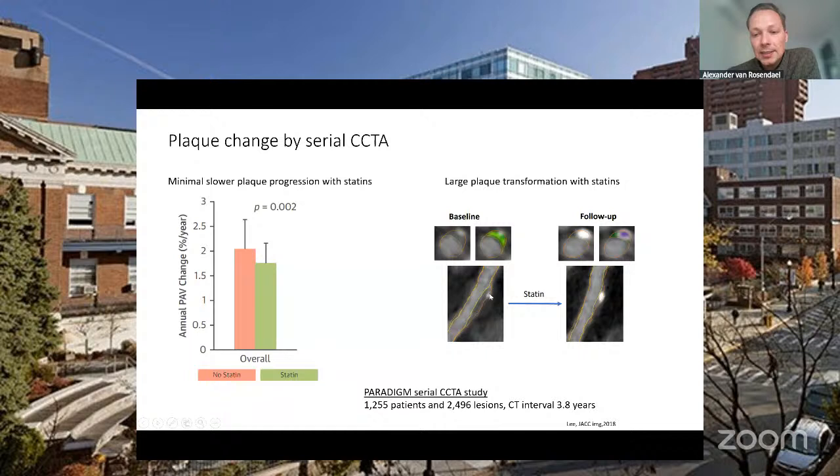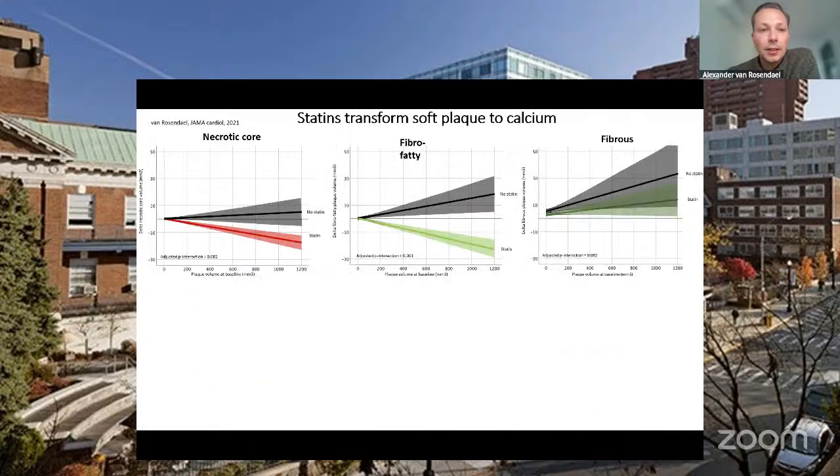So this is a case example. This is at baseline, and you treat the patient with a statin. You see the regression of the non-calcified plaque, and you see the increase of the calcified plaque. And this is exactly what we studied. So this is a difficult figure, but I will try to explain it. This is the plaque volume at baseline. Here we compared lesions at baseline and lesions at follow-up. So no patients, but individual lesions. We matched them. And here you have the volume of the plaque at baseline. And here you see the change in necrotic core from baseline to follow-up.